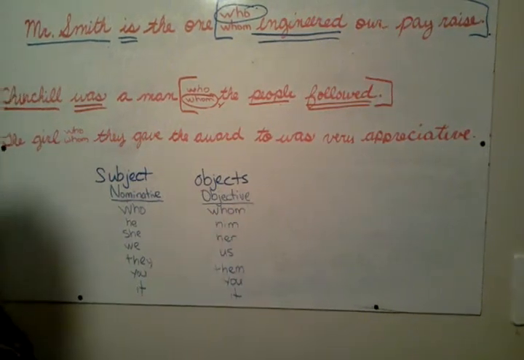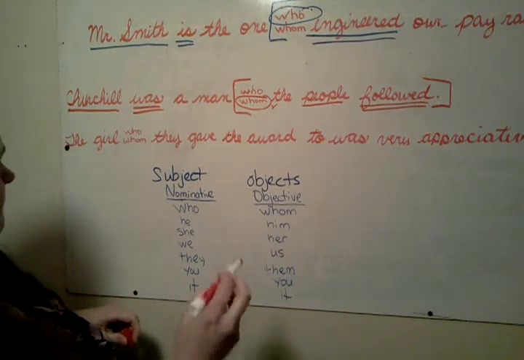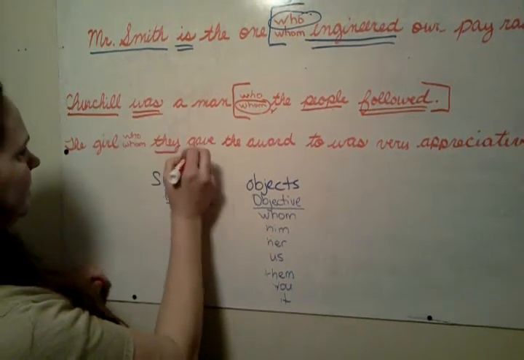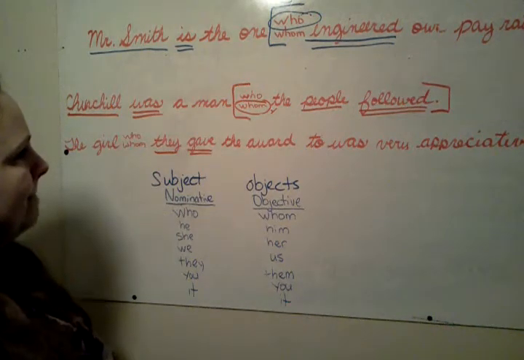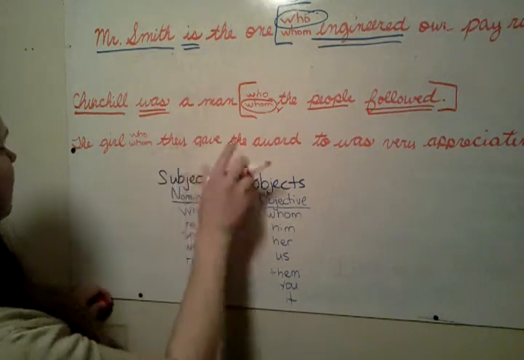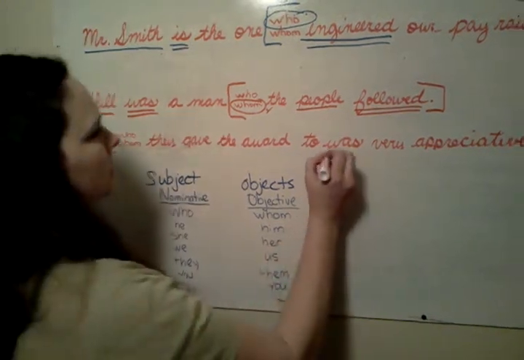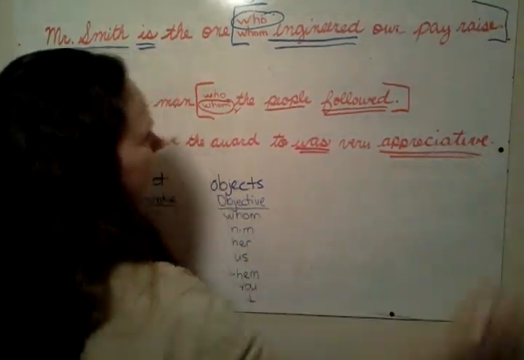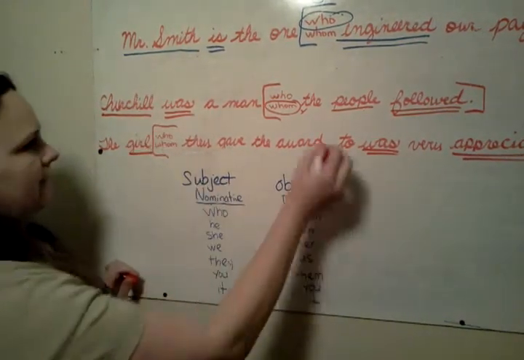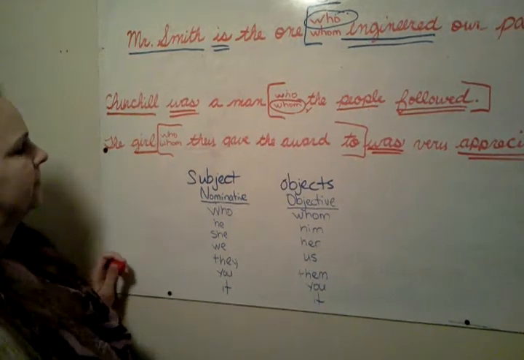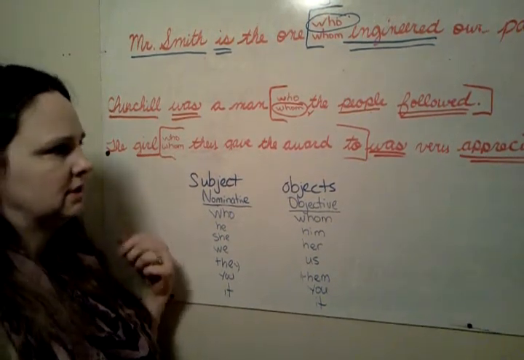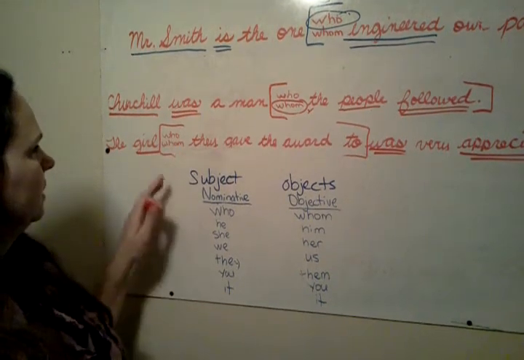Okay, for this one, the girl whom they gave the award to was very appreciative. For the whole sentence, the subject and verb is they gave. But, no, that's not correct. Girl was appreciative. That's the subject and verb of the whole sentence. My clause is right here. So, inside my clause, what job is this doing in the sentence? And will I choose who or whom?